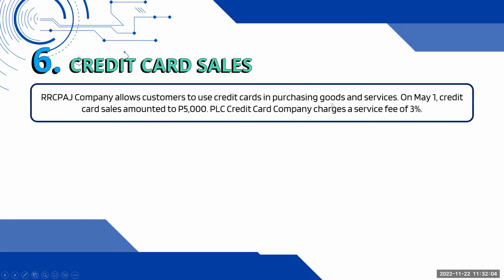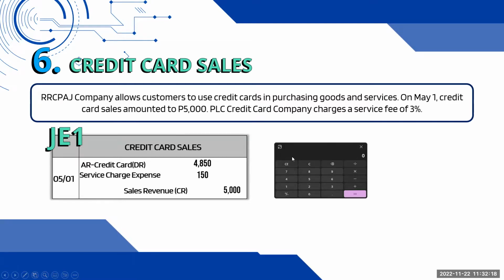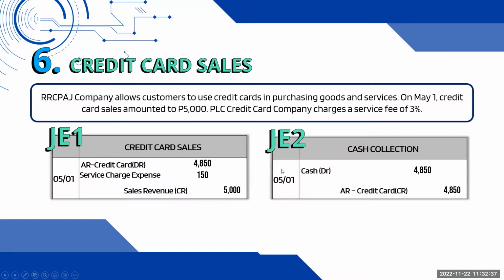So, for example, on May 1, we had a credit card sale with a service charge of 3%. So the journal entry would be sales revenue of 5,000, but our AR is not 5,000. We first have to solve for service charge expense, 150. So our AR is 5,000 minus 150. And then, pag na-collect na natin yung amount, we just debit cash, 4,850, credit AR, credit card of 4,850.